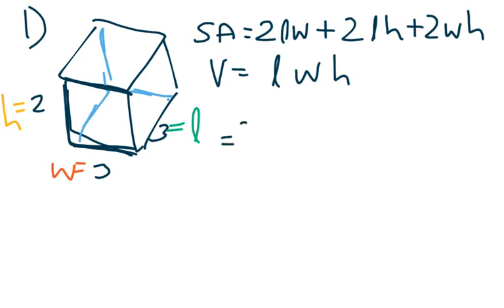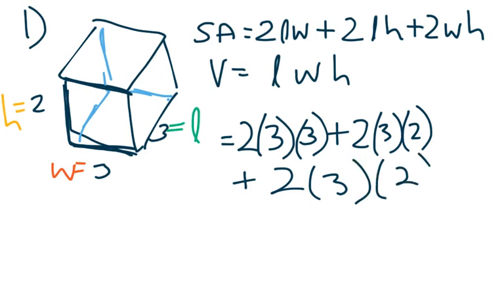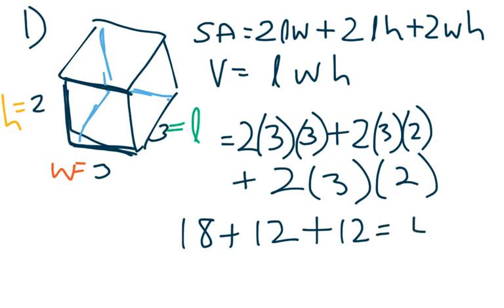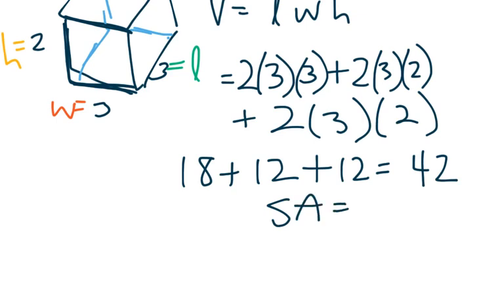So we have 2 times 3 times 3 plus 2 times 3 times 2 plus 2 times 3 times 2. So 3 times 3 is 9 times 2 is 18. Plus 3 times 2 is 6 times 2 is 12, plus 3 times 2 is 6 times 2 is 12. So we have 18 plus 12 plus 12, and that is 42. So the surface area is 42.